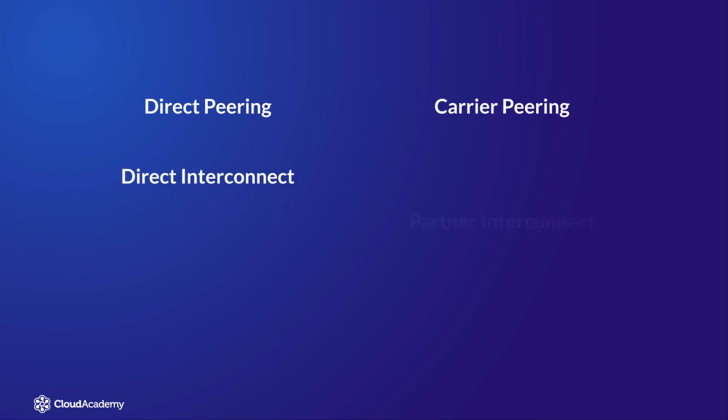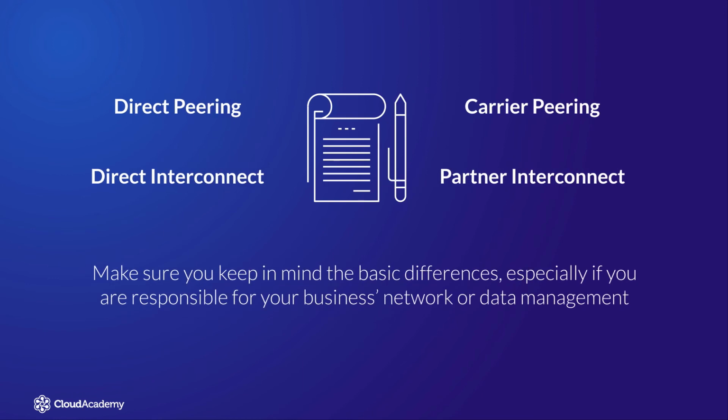So, to review: direct peering, carrier peering, dedicated interconnect, and partner interconnect. Make sure to keep in mind the basic differences, especially if you're responsible for your business's network or data management.